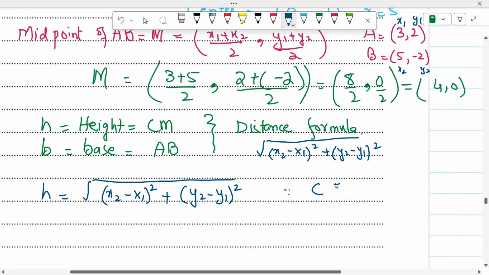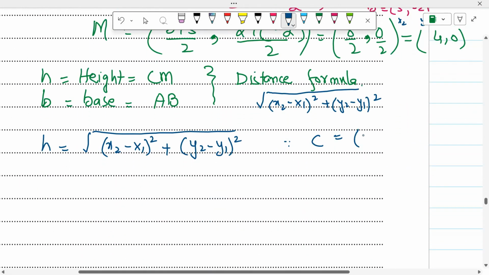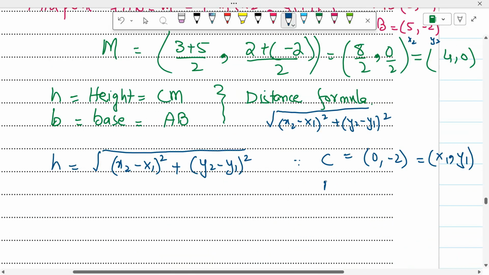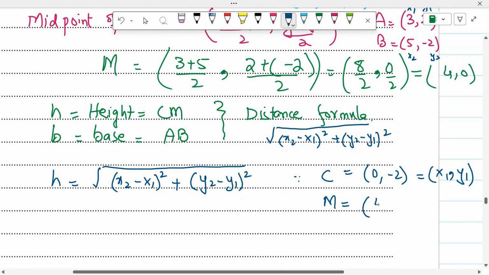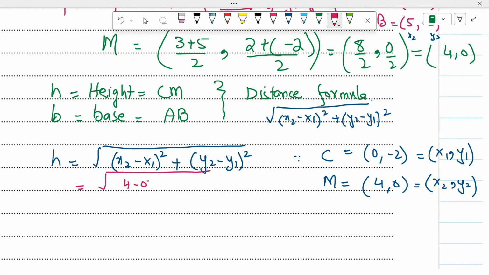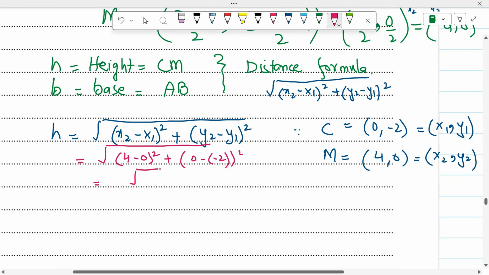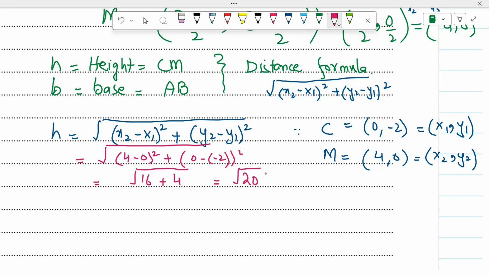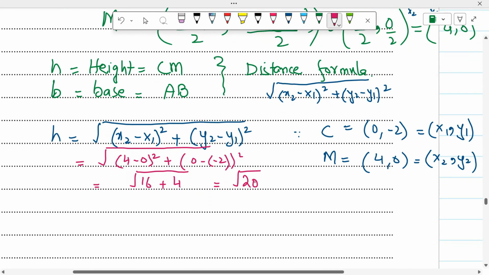For height h, C is the center, which is 0 comma negative 2, which is x1 and y1 in this case, and M is 4 comma 0, the midpoint, which is x2 comma y2. Plugging these values, we will have under root of (4 minus 0) whole square plus (0 minus negative 2) whole square. This is equal to 16 plus 2 square, which is 4. So this is equal to under root 20. So we have the height, which is under root 20.